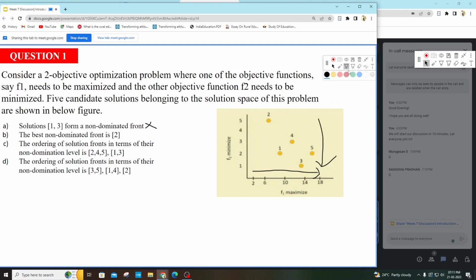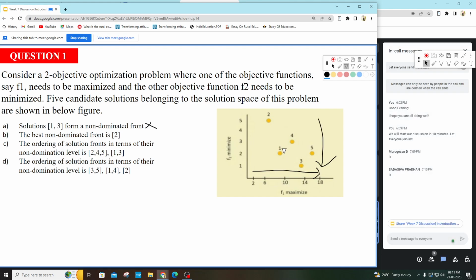Okay, so we are comparing 1 and 3, right? When we compare 1 and 3, 3 is greater than 1 in F1 and 3 is less than 1 in F2. So the third point is dominating point 1. That is the statement. But 1 3 does not form a friend.